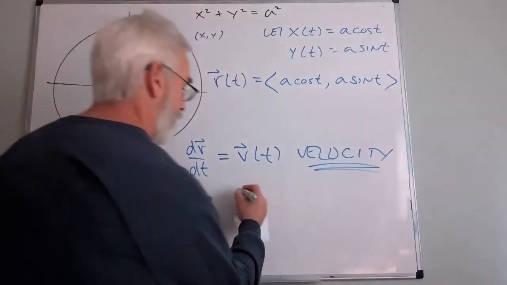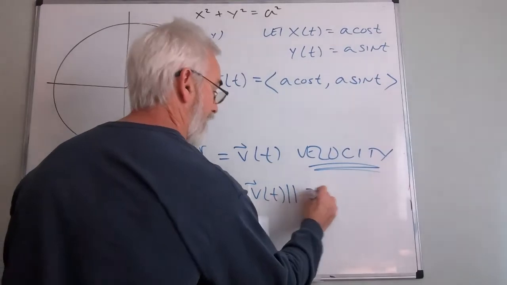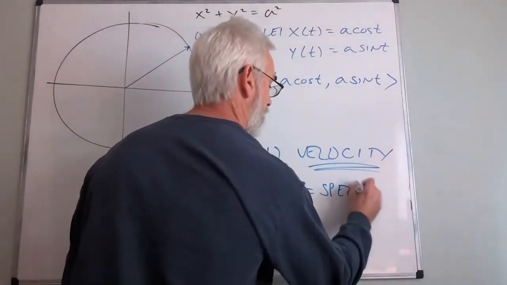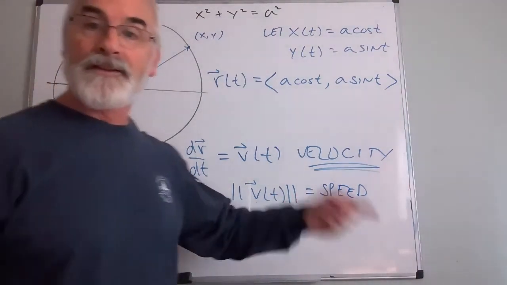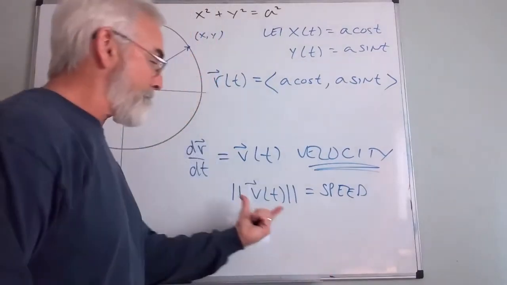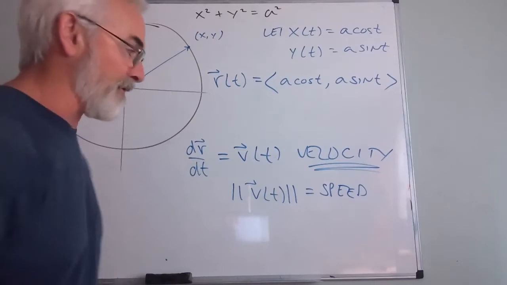So right off the bat, we'll make this very clear. The length of the velocity vector is defined to be speed. Speed does not have a direction. Speed is a magnitude. And what are the units of speed? Distance per time. Again, magnitude of a vector has to have units. So in this case, that would be our units.